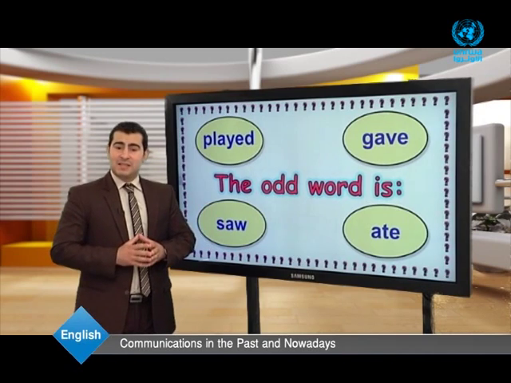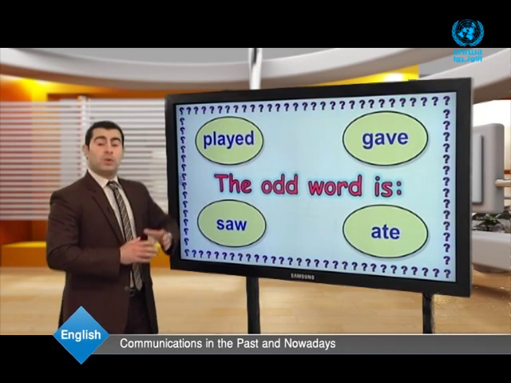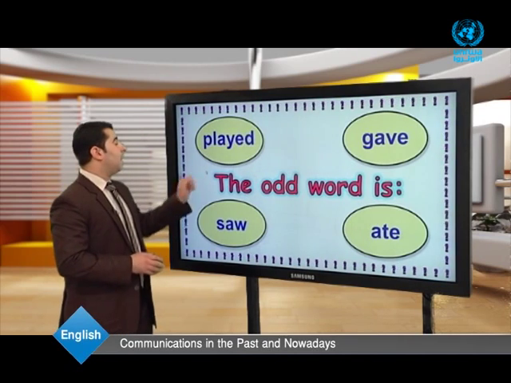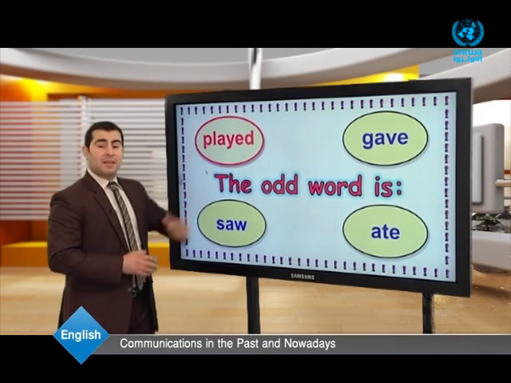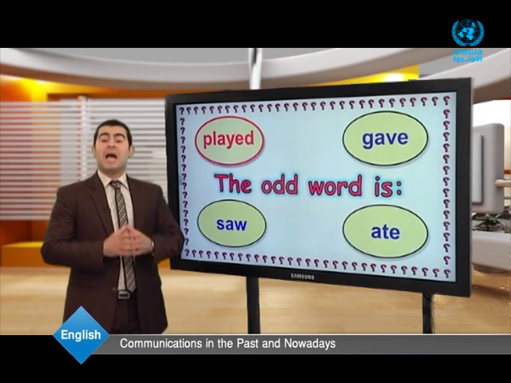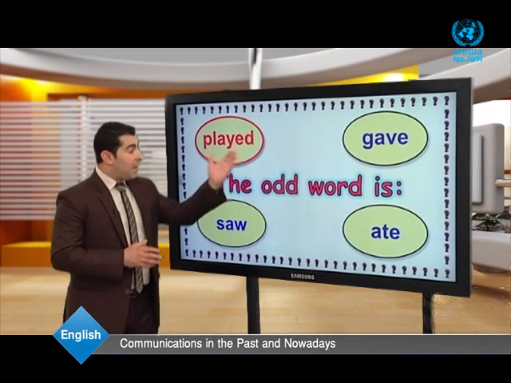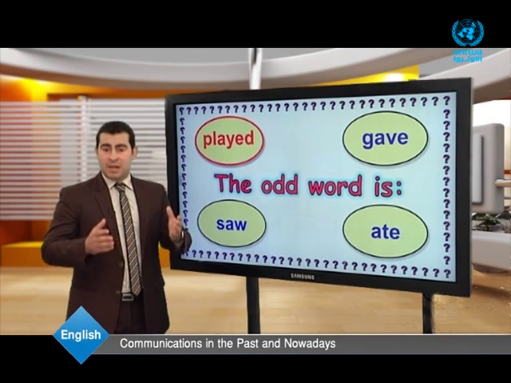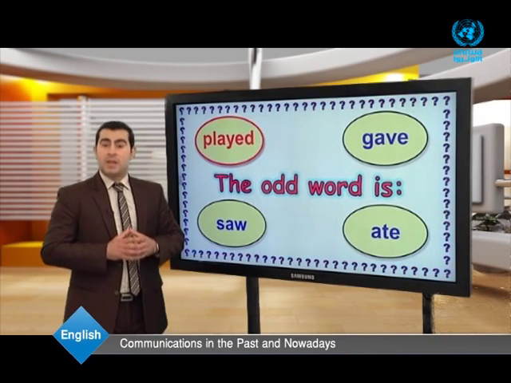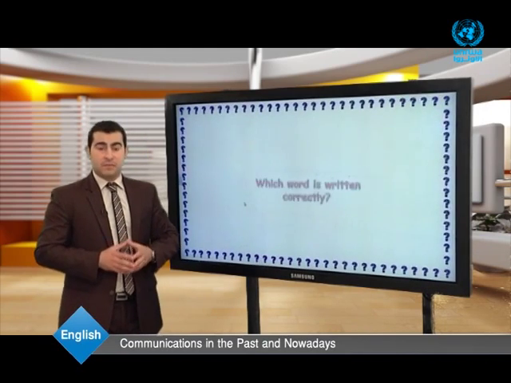So dear students, got it? Excellent. The odd word is "played". Why? Because played is a regular verb. It ends with -ed. But the other 3 verbs are irregular. Thank you very much. And now let's go to the other riddle.